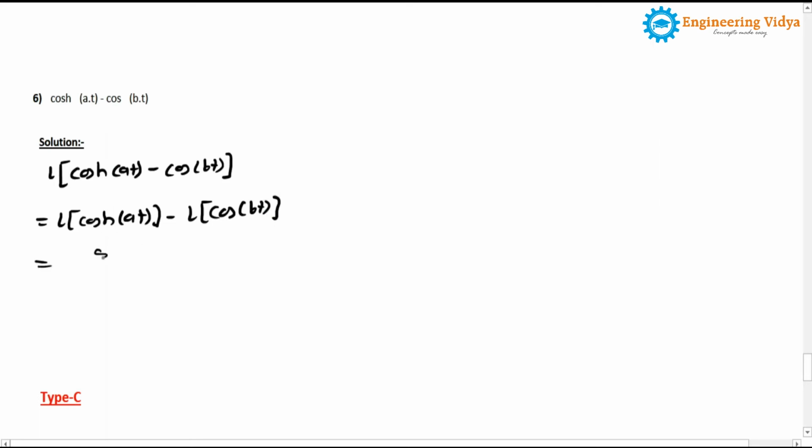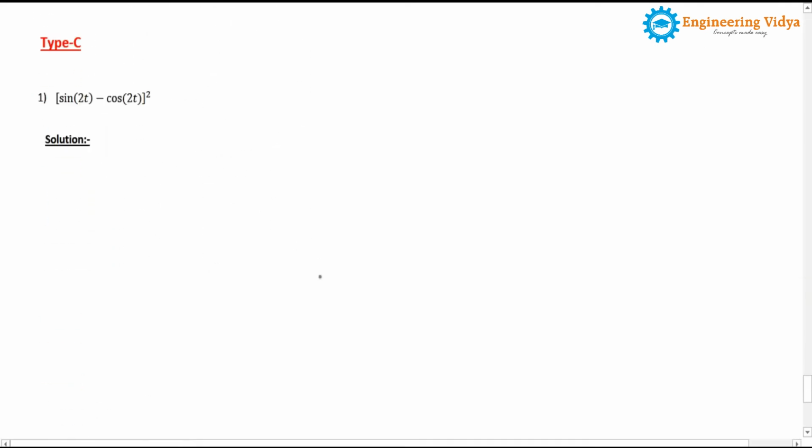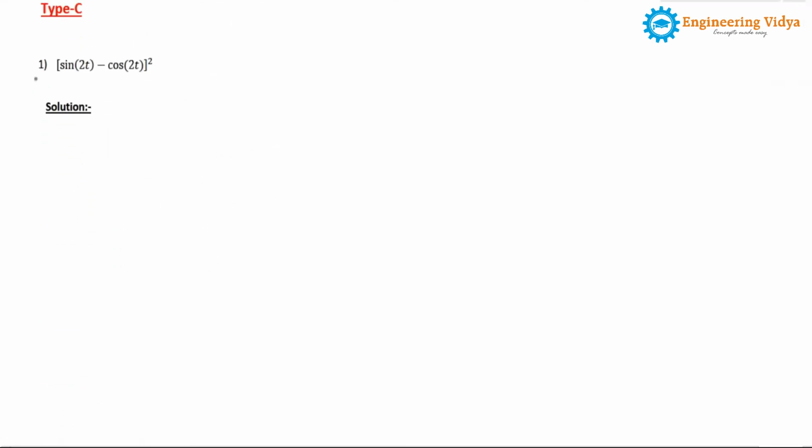So here we'll write s upon s square minus a square, because you know the formula, and cos bt will be nothing but equal to s upon s square minus b square, right? So here we have solved the problem number 6 also. On the basis of that, here we have completed type B of exercise number 1. Now I'll continue with the type C. So this is problem number 1 of type number C.